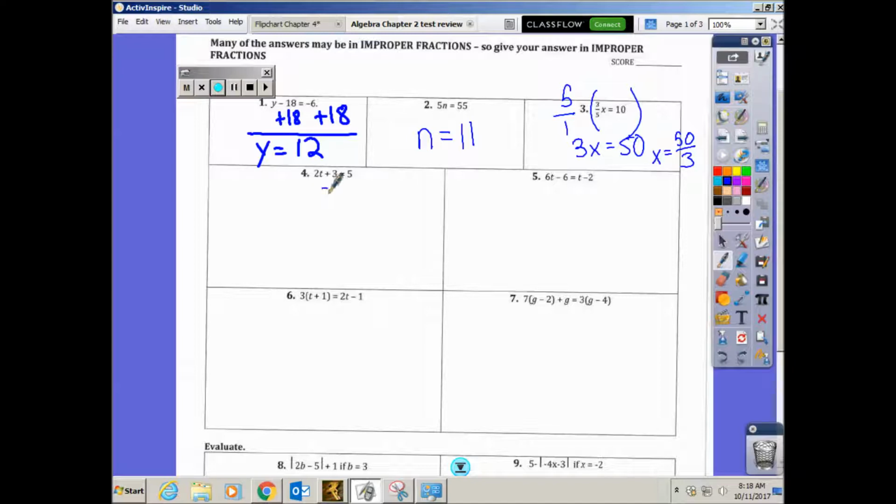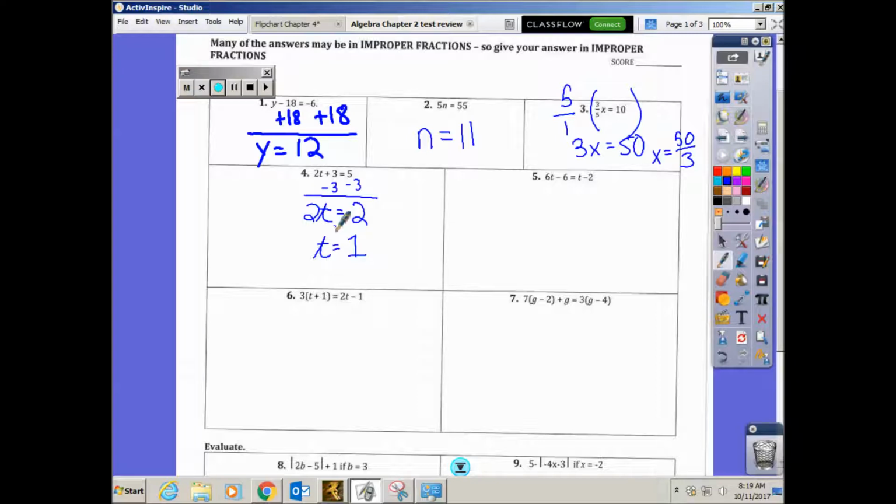For number 4, we're going to subtract 3 on both sides. 5 minus 3 is 2. So bring down the 2t. 2t equals 2. So t equals 1, because if I divide both sides by 2, 2 divided by 2 is 1.